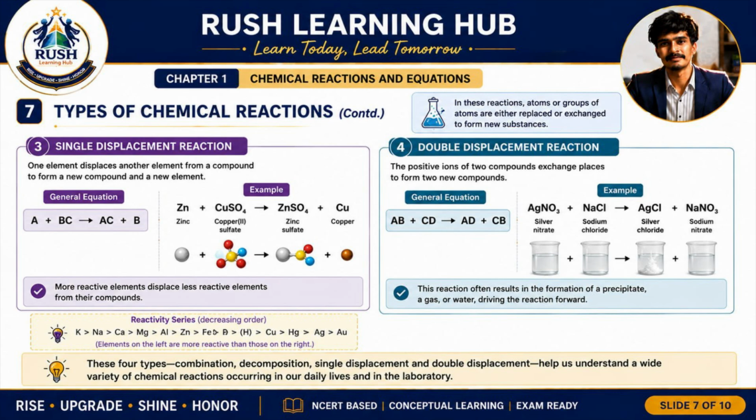Silver chloride appears as a white precipitate, indicating that a chemical reaction has occurred. Double displacement reactions often result in the formation of a precipitate, a gas, or water. These products help drive the reaction forward. To summarize, in a displacement reaction, one element replaces another element. In a double displacement reaction, ions from two compounds exchange places to form new compounds. Together with combination and decomposition reactions, these reaction types help us understand a wide variety of chemical changes occurring in nature and in the laboratory.